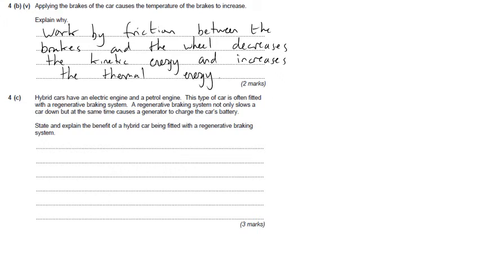Part C relies on us to focus on the first part of the sentence that hybrid cars have an electric engine and a petrol engine. When the charge of the electric engine runs out, then the petrol engine kicks in and takes over. So if the car is fitted with a regenerative braking system which slows the car down and generates more charge, the advantage of using one would be that you would have to charge the battery less often. So that would increase the range of the car in the electric engine mode.